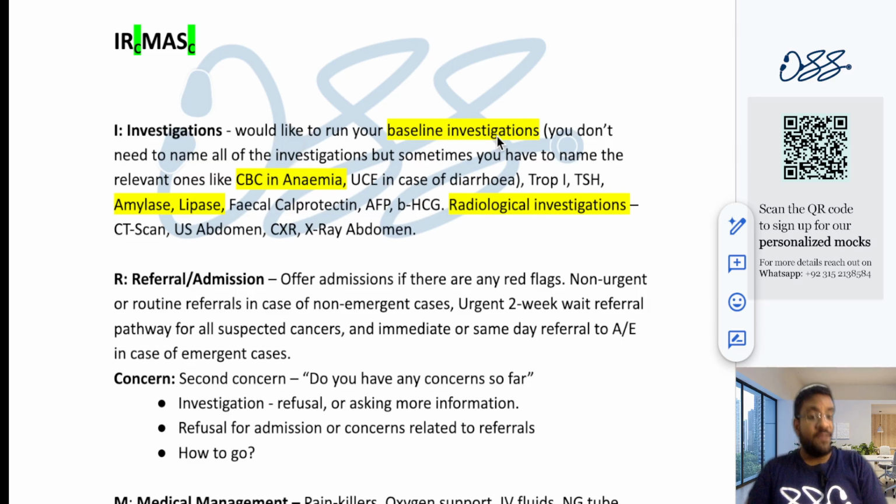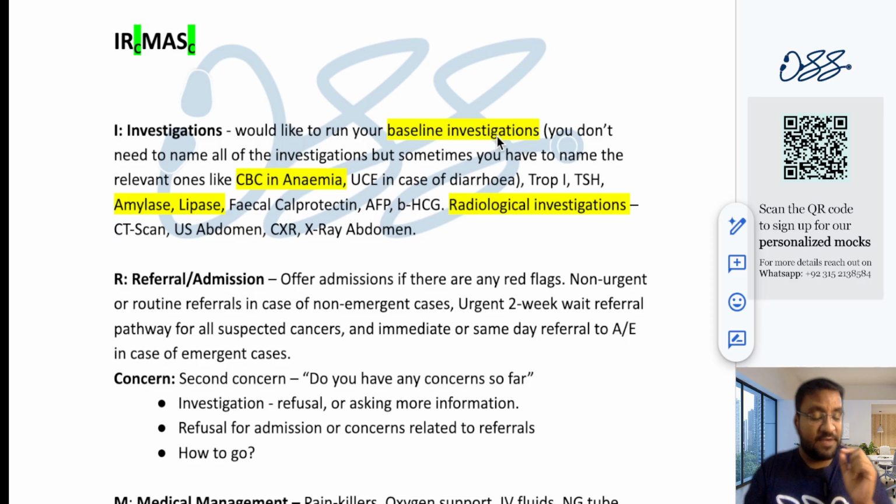So always make sure where you are currently situated in your setting, and phrase your sentences accordingly. If you're in the A&E, say, I'm going to get your investigations done right now. If you're not in the A&E, say, I would like to order some baseline investigations, including this, and some radiological investigations like CT scan and ultrasound abdomen. And once you have got it done at the nearest A&E, and once your test results are here, we're going to call you back again to discuss further.